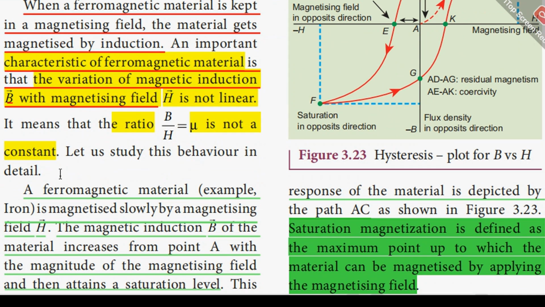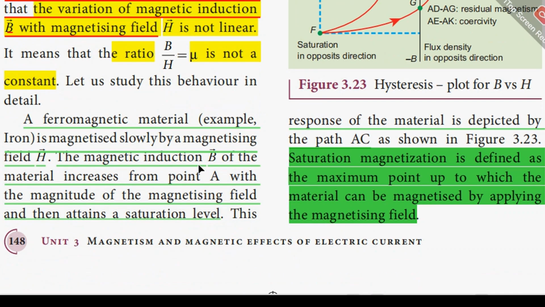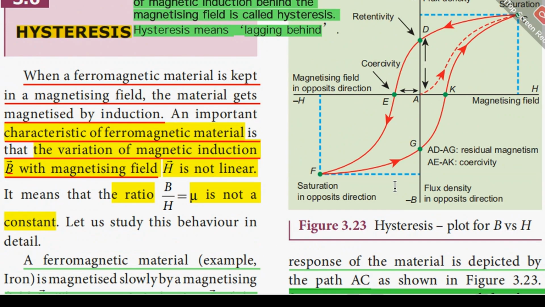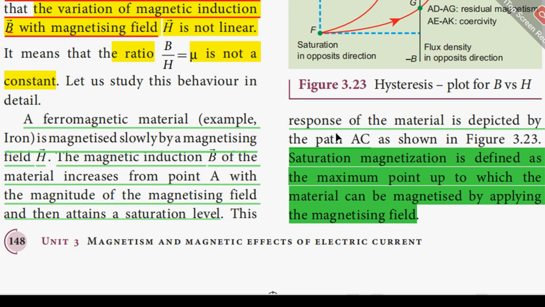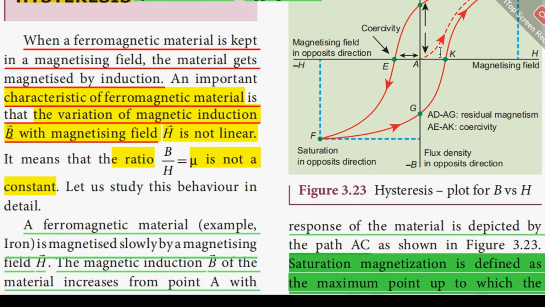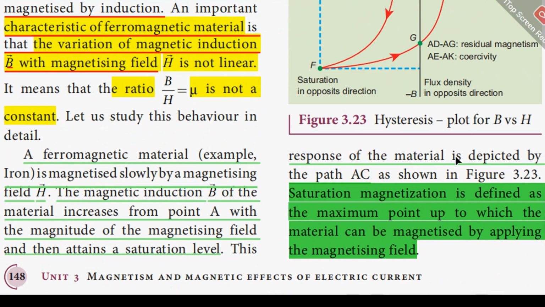Let us study this behavior in detail. Now let us consider a ferromagnetic material, for example iron, which is magnetized slowly by a magnetizing field H. The magnetic induction B of the material increases from the point A with the magnitude of the magnetizing field and then attains a saturation level. So from point A, it attains the saturation level C. This response of the material is depicted by the path AC as shown in this diagram. The saturation magnetization is defined as the maximum point up to which the material can be magnetized by applying the magnetizing field.